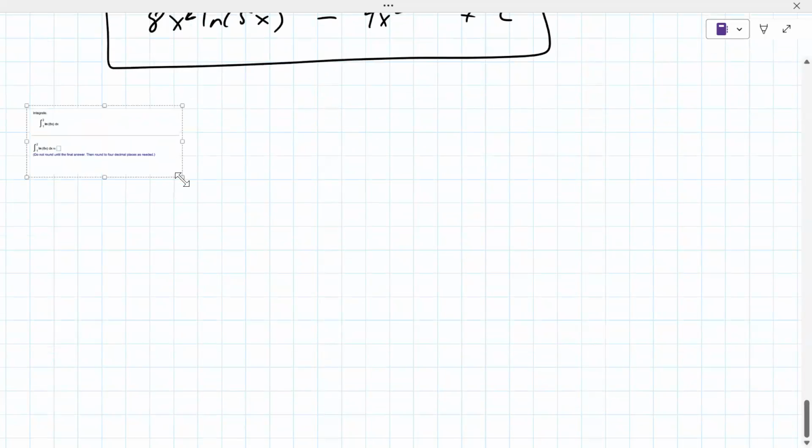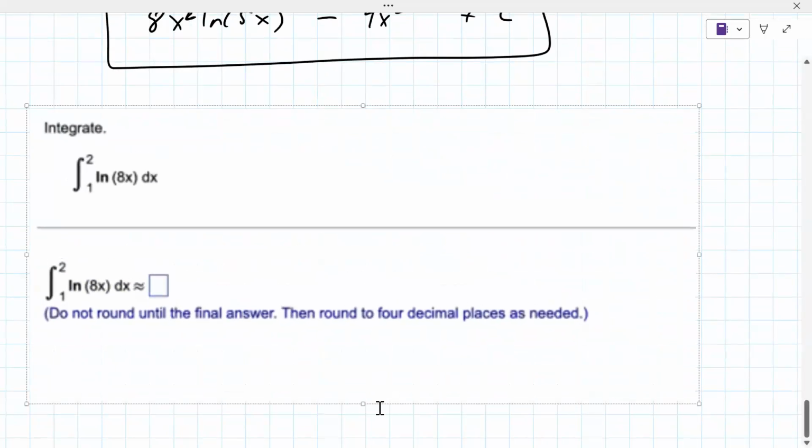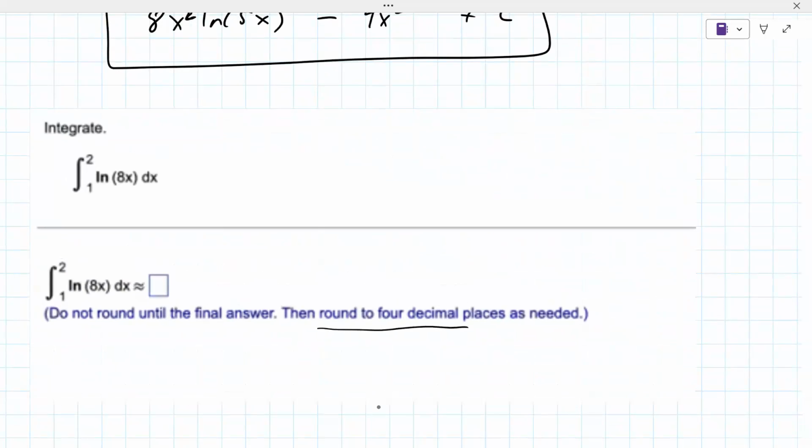Okay. The next problem here, it says round. Whenever you see that, you're going to go right to your calculator. We were doing problems like this before, where you just put this into the calculator. It's the math 9 fnInt. Okay. So let me go find a calculator to do this in for us. There's no reason to do it by hand.